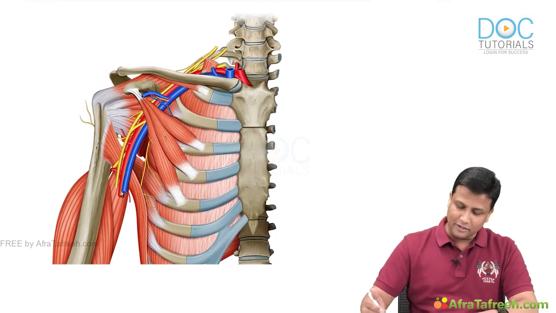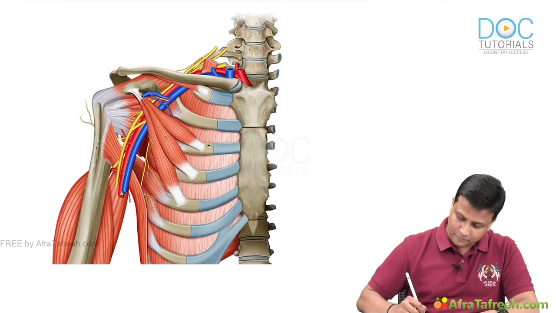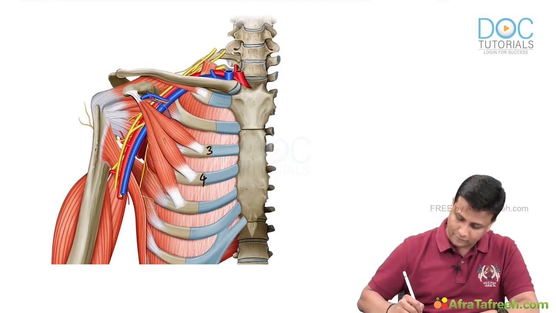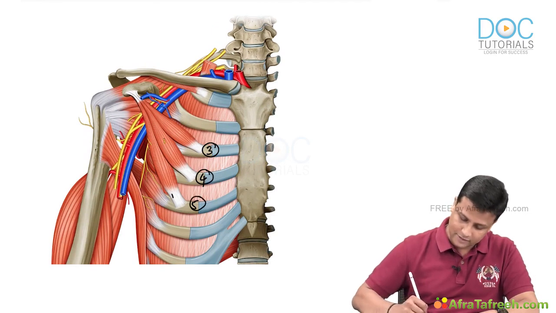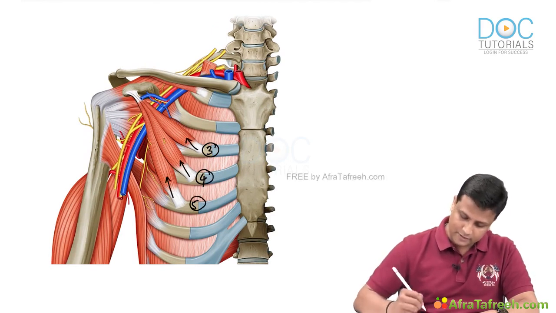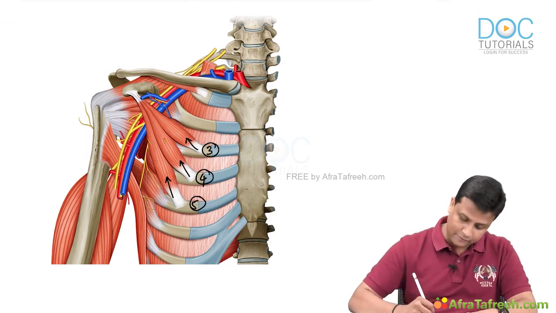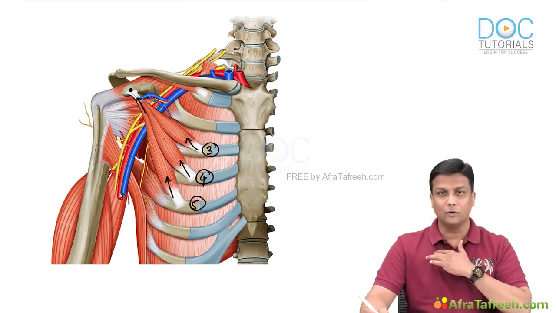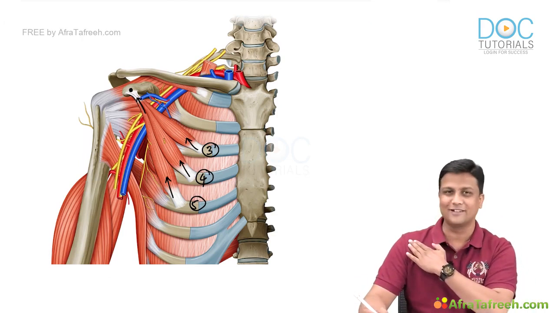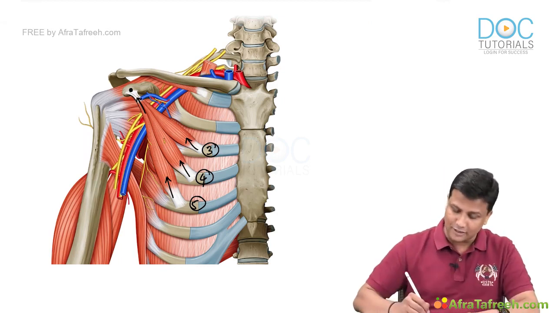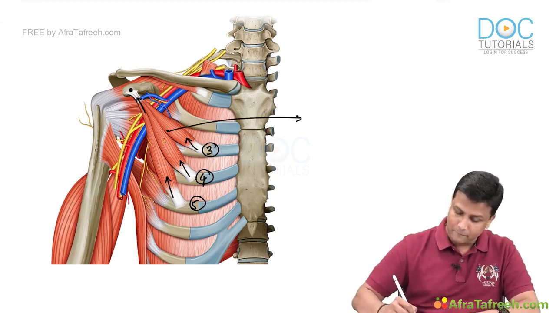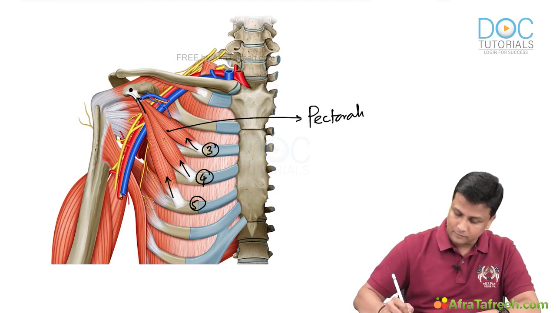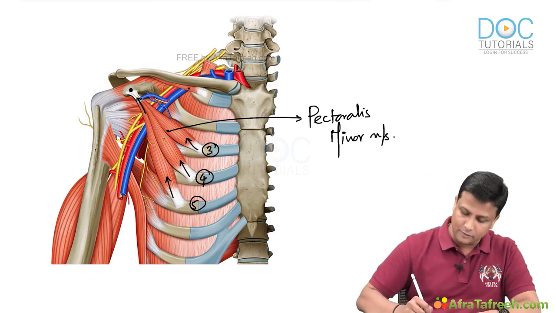Wow. So in this diagram now you can clearly see here, this is rib number 3, rib number 4 and rib number 5. From ribs 3, 4 and 5 originates a muscle, and all these 3 muscle bellies will combine together and finally be inserted onto the coracoid process here. So originating from ribs 3, 4 and 5, then inserting onto the coracoid process, guys. And this muscle is the pectoralis minor muscle.